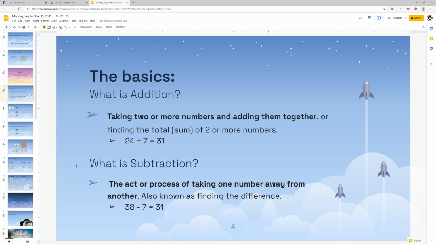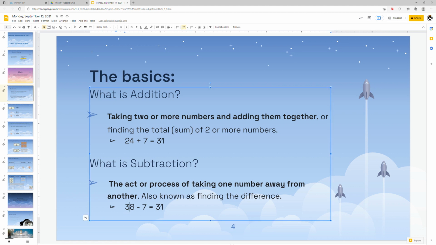And what is subtraction? Subtraction is the act or process of taking one number away from another, also known as finding the difference. For example, 38 minus 7 would be equal to 31.